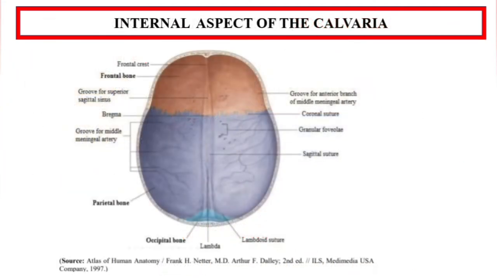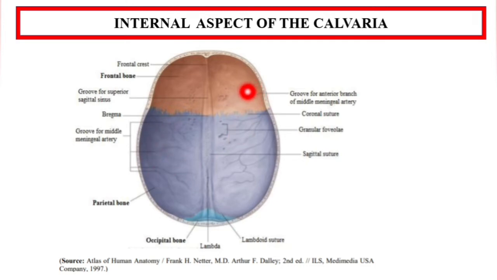Okay. This is the internal surface, right? In the internal surface, firstly, I'll show you the bones: the frontal bone, the parietal bones, and the occipital. The most important thing is on the sagittal suture, you find the groove for the superior sagittal sinus. It's very important. That's number one. Number two, if you look here, you see these grooves, right? These are actually grooves for the middle meningeal artery.